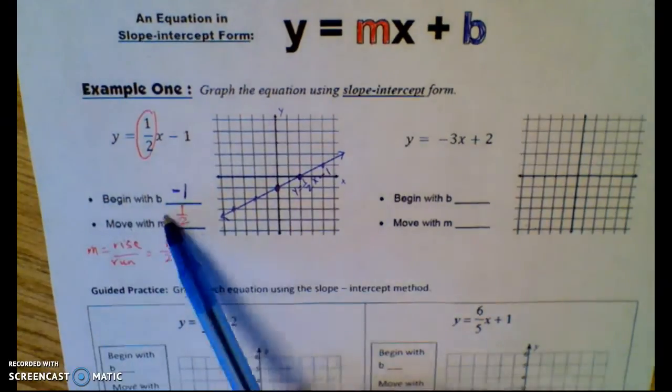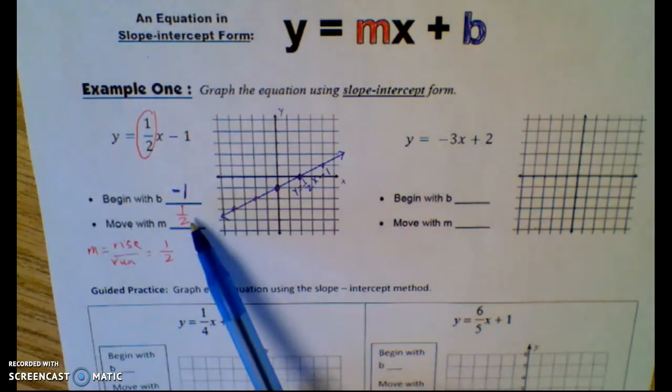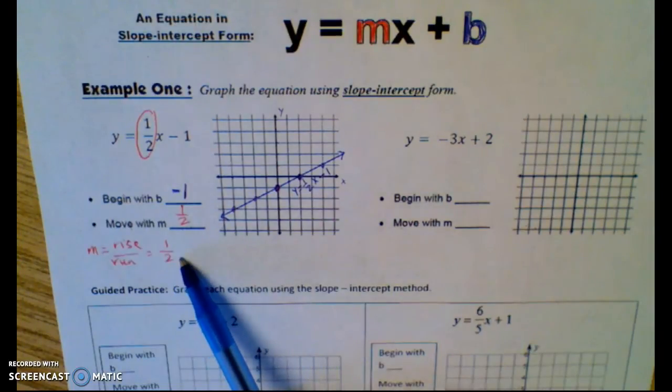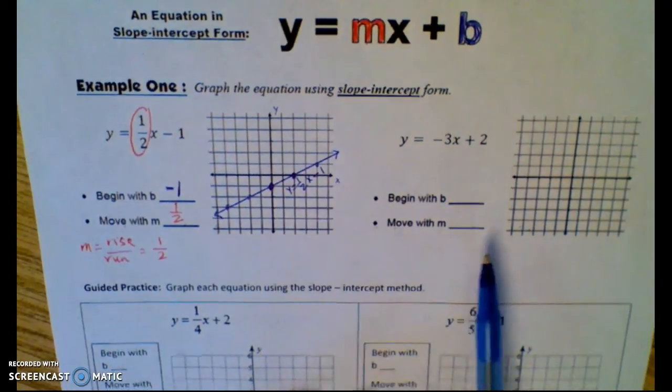So again, begin with b, the y-intercept, move with your slope, which always gives us directions on how to rise and how to run. This technique of graphing is sometimes quicker and easier than using your T-charts that we learned about the other day.